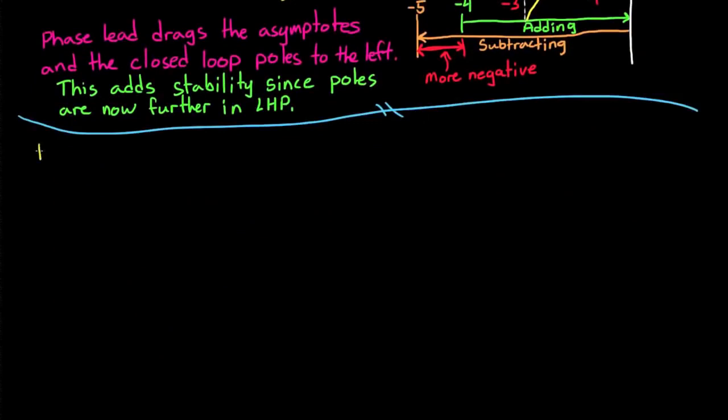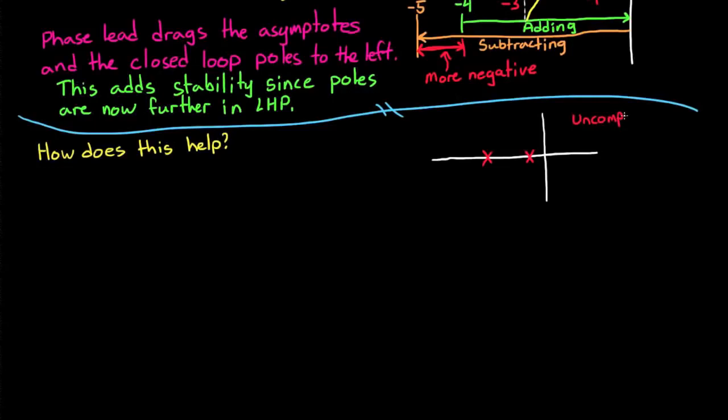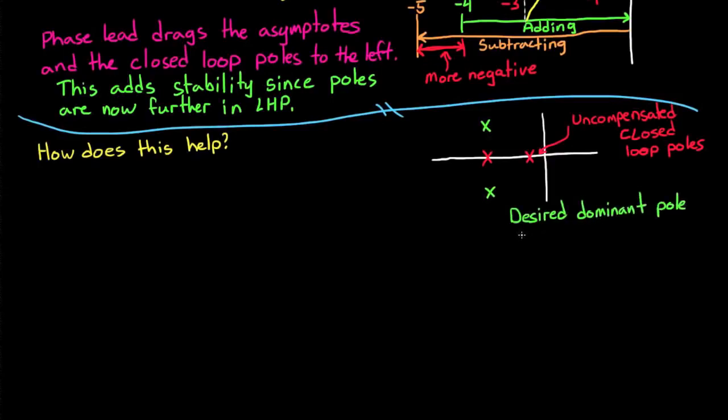Alright, so now that we've done that, you might be thinking to yourself, well, how does that help our situation? Well, typically when you use the root locus method, you usually have a position in mind where you want your dominant closed loop poles to reside. So you want to move them from some uncompensated closed loop position to some desired location that's going to allow your system to meet its requirements.